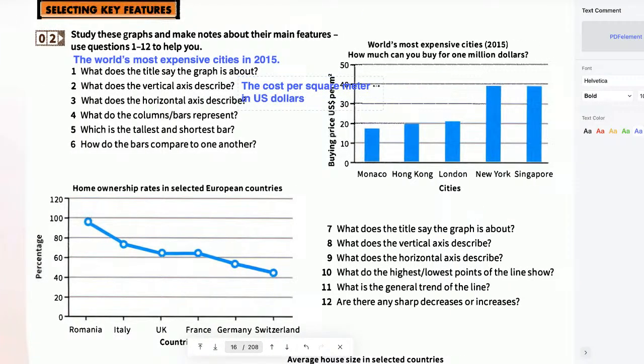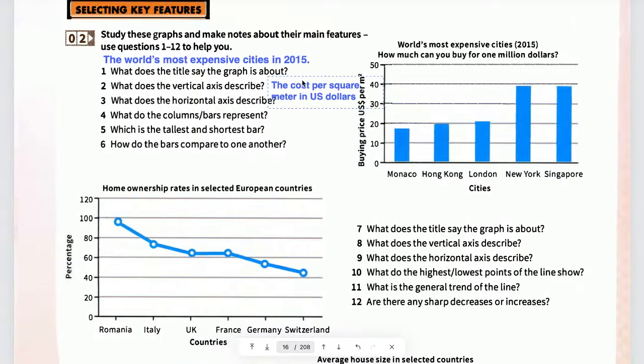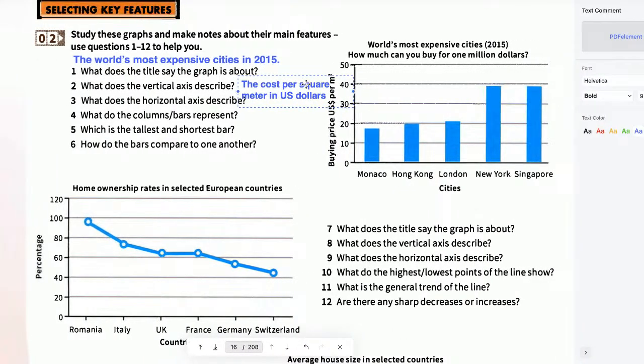Guys, this step is very important. First of all, you need to understand everything in the chart before you can write something about it. Because if you don't really understand the chart, you cannot describe anything. You understand?